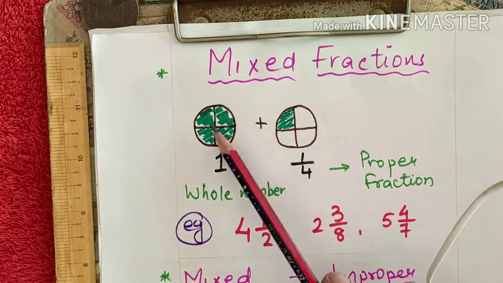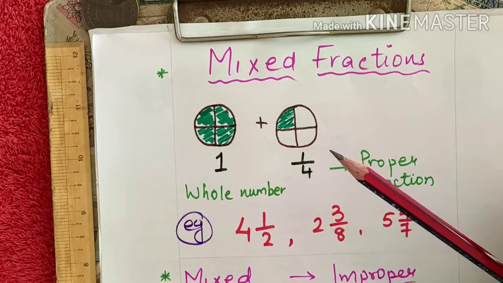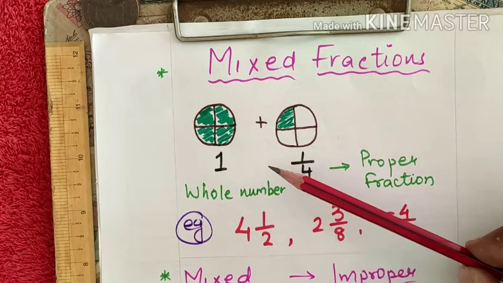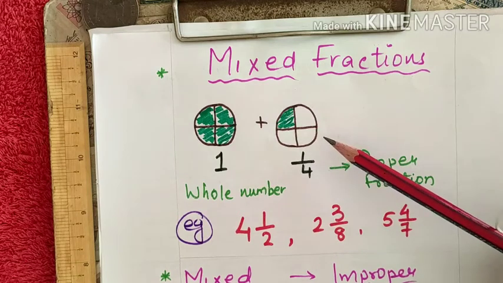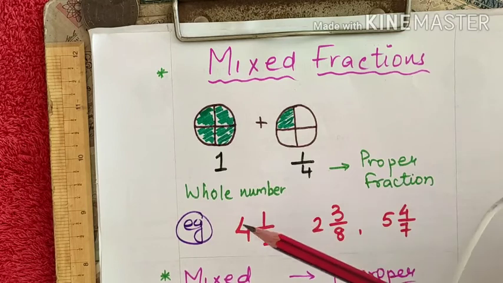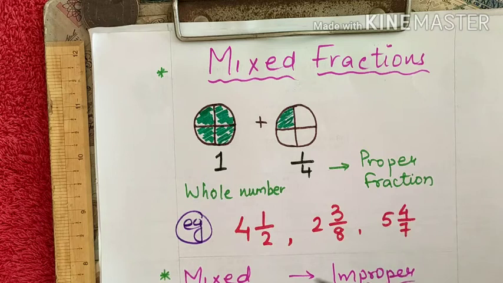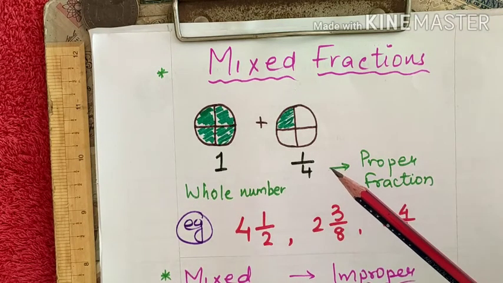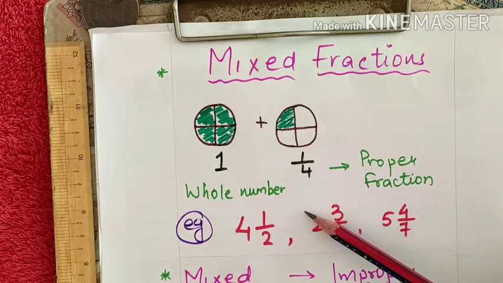You can see I have drawn a circle over here, which is a complete circle, and it is shaded into 4 parts. So, a fraction containing the combination of a whole number, so this is your whole number, and a proper fraction. I've shaded only one part out of the entire circle, and it is the 1/4 part which is shaded. That is a proper fraction. So this is a whole number and this is a proper fraction. Once again I repeat the definition: a fraction which contains a combination of a whole number and a proper fraction is called a mixed fraction.